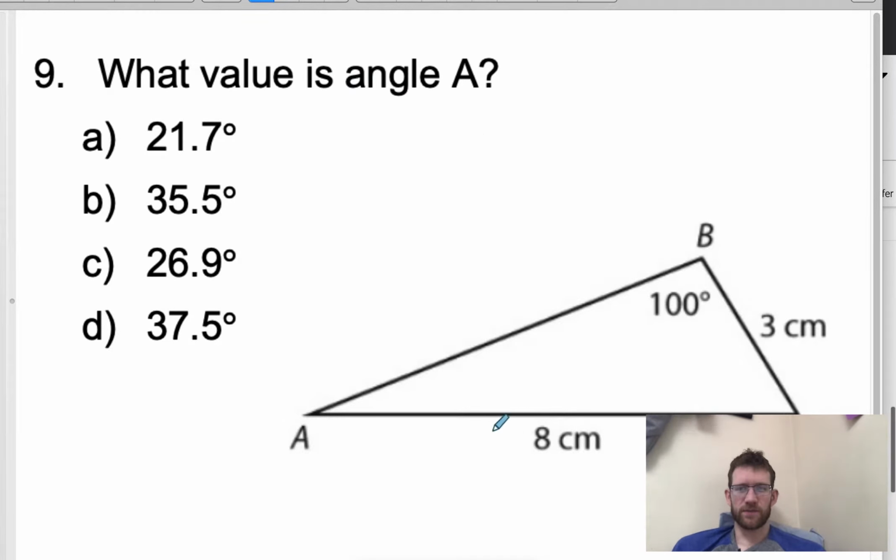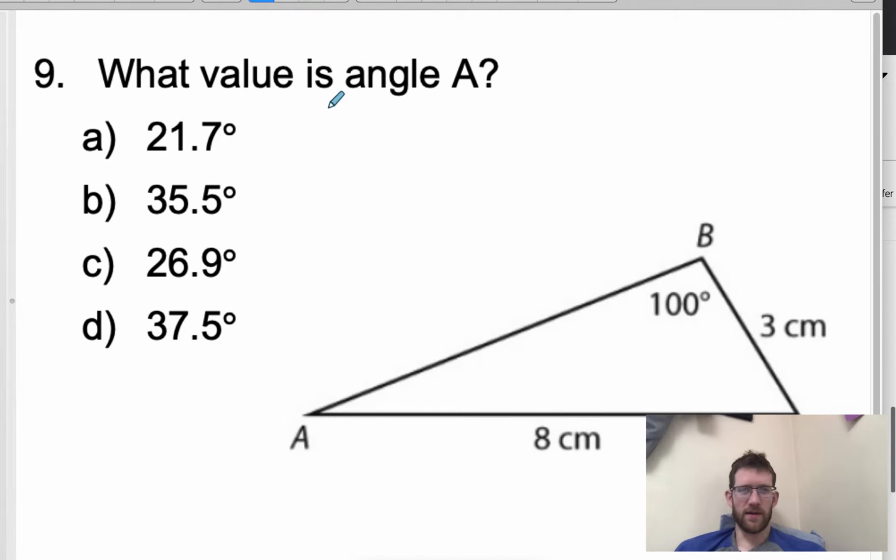So in this case, we have our triangle ABC. We know 2 of the sides and we know 1 of the angles. But that angle is opposite one of the sides. So that means we're allowed to use the law of sines because we can set up that ratio.